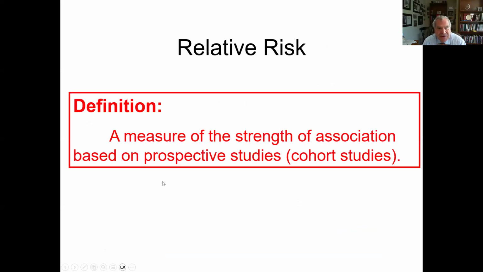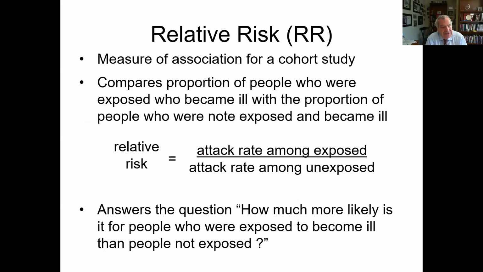As Dr. Welton said earlier, a key piece is relative risk. What we would like to see is the measure of the strength of the association based on prospective or cohort studies, where we're able to determine the number of new cases that people are developing. We're calculating incidence and the development forward. That's our difference between the relative risk and the odds ratio that we calculated earlier. Relative risk is a measure of association for a cohort study. It compares the proportion of persons who were exposed and became ill with the proportion of persons who were not exposed and became ill. So our relative risk, the attack rate among the exposed over the attack rate among the unexposed, answers the question: how much more likely is it for people who were exposed to become ill or get the disease than those who were not?